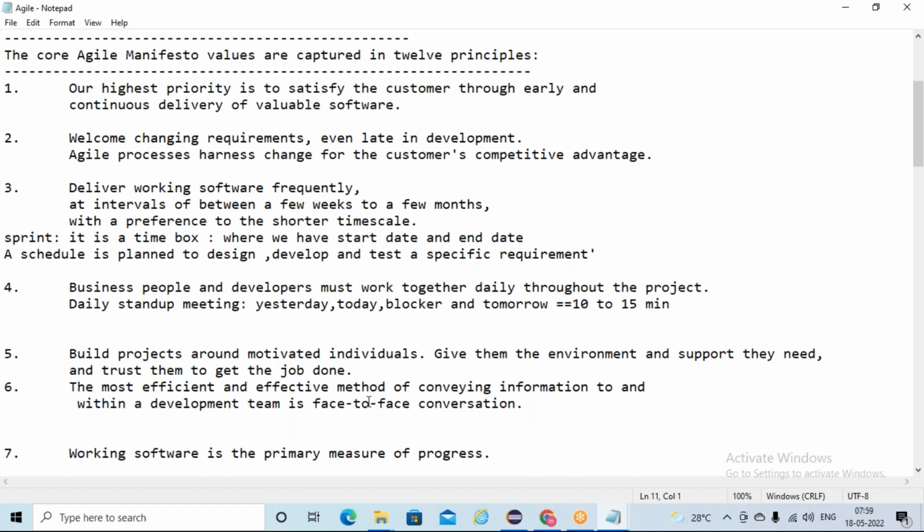Next, who is the next one? Anyone can read the second point. Sridevi: Changing requirements, even late in development. Agile processes harness change for the customer's competitive advantage.